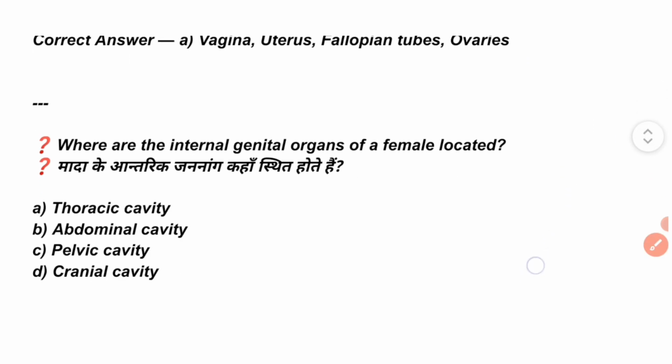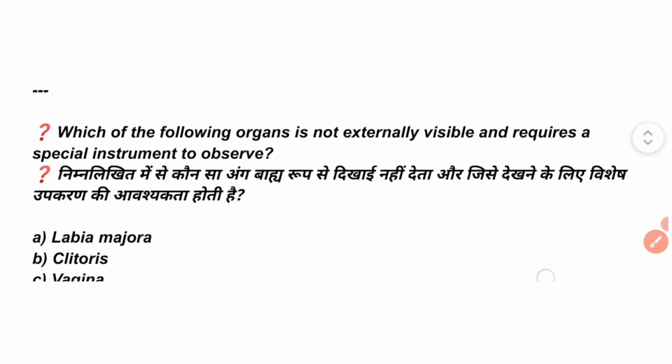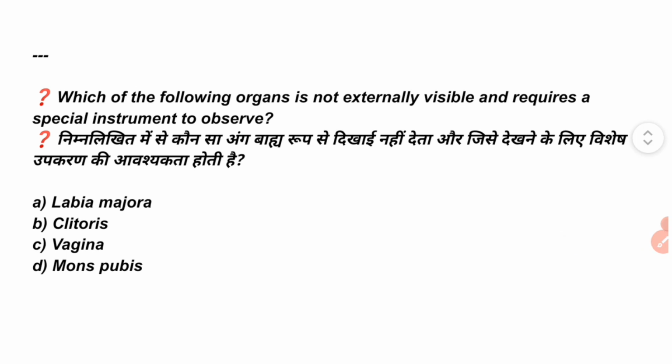Next question. Where are the internal genital organs of a female located? The right answer is option C, pelvic cavity. Next question. Which of the following organs is not externally visible and requires a special instrument to observe? The right answer is option C, vagina.